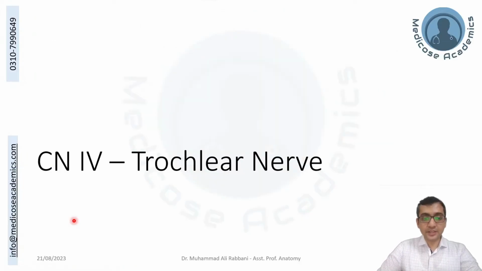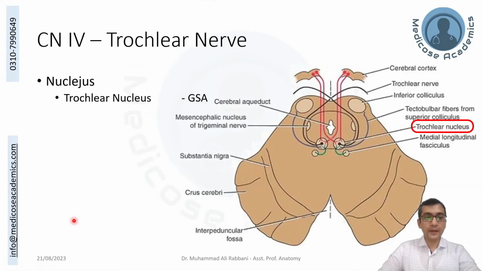Let us move on to the next cranial nerve, that is the trochlear nerve. This is the nerve that has a nucleus. Sorry for that. So that is the nucleus. It has a trochlear nucleus. It is present in the midbrain, just below the oculomotor nucleus, and it is present right here.